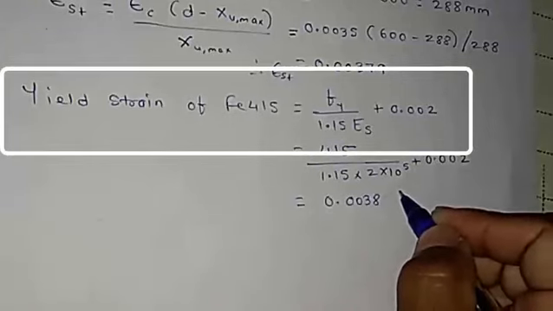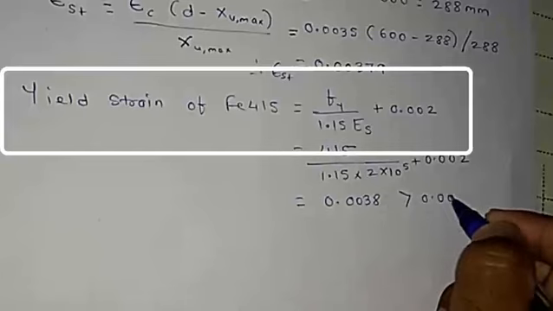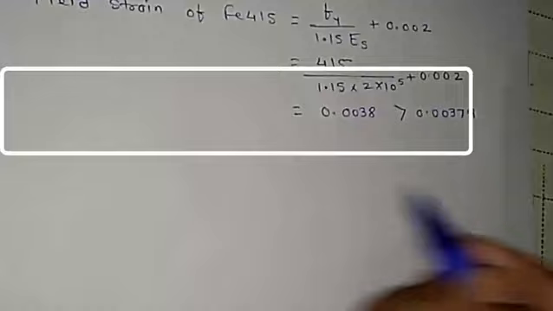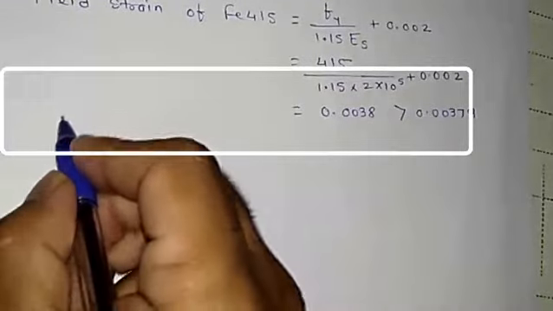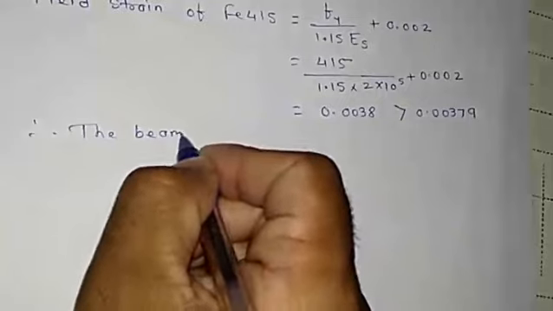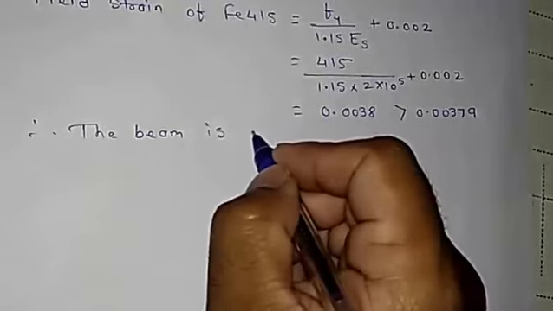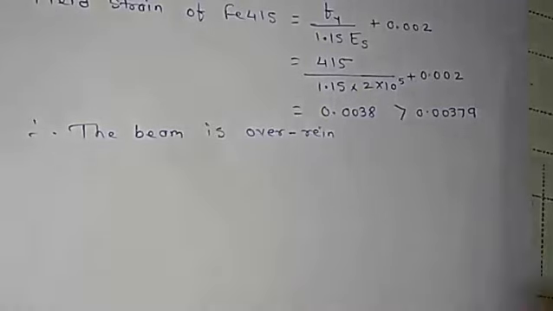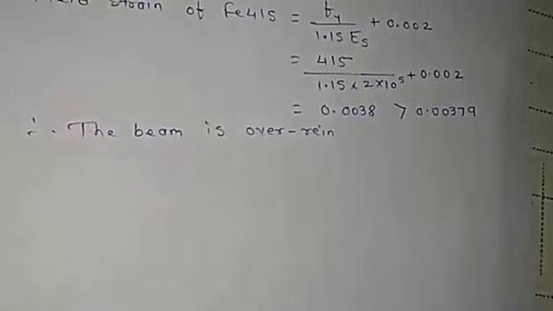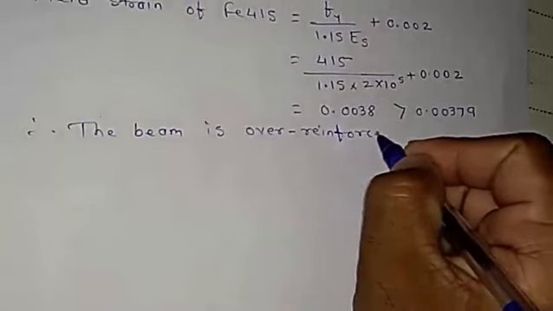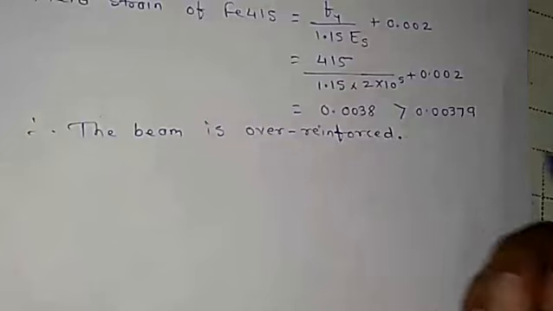Now this is greater than 0.00379. It is greater, and therefore we can say this beam is over reinforced. Therefore the beam is over reinforced, this is what we get.